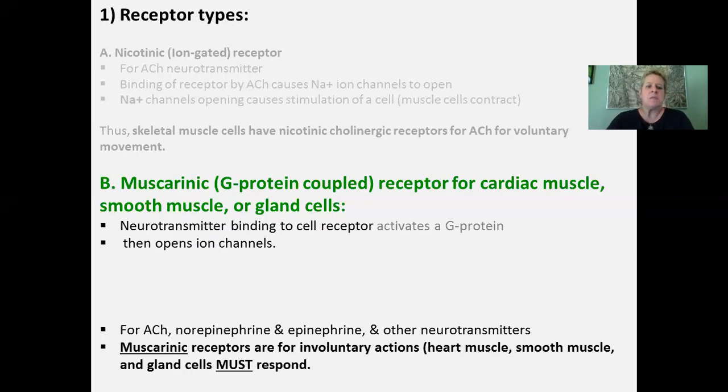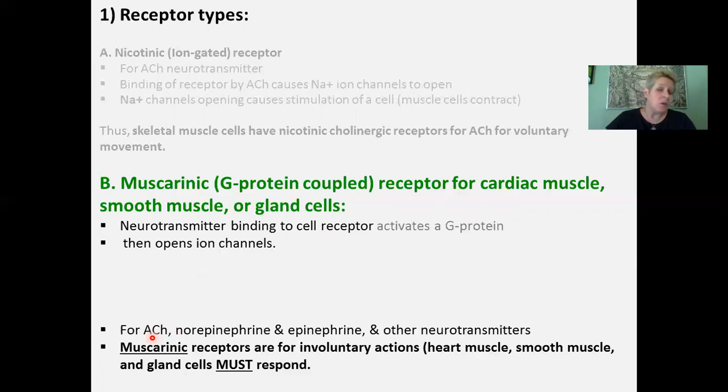Let's look at a muscarinic receptor for the same neurotransmitter, acetylcholine. Remember, muscarinic receptors, you have no choice. It's for things you can't control: heart muscle, smooth muscle, and glands. Now the neurotransmitter binds to a muscarinic receptor on those muscle cells or gland cells. Since it's a receptor for acetylcholine, the whole name is muscarinic cholinergic: muscarinic because you have no control over it, and cholinergic because it's for acetylcholine. So that's a long word. There are acetylcholine receptors that are muscarinic, called muscarinic cholinergic receptors.